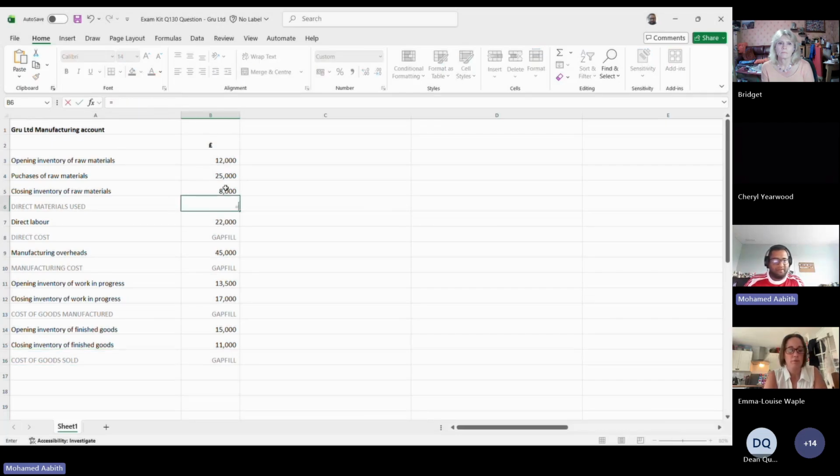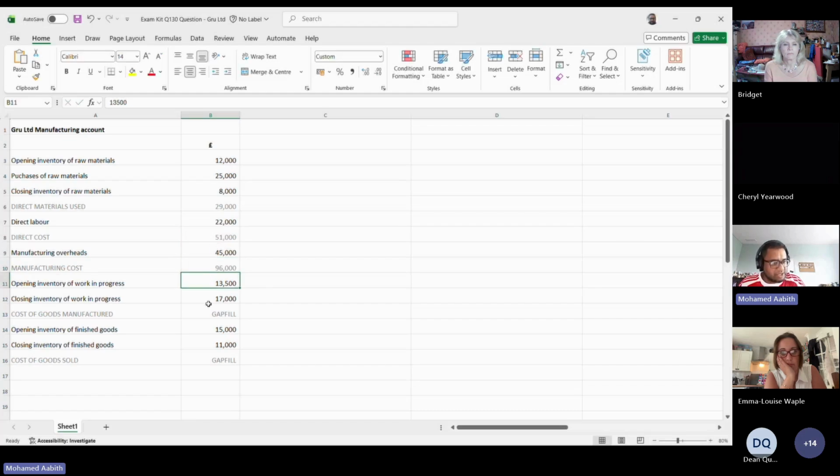So how to find out these numbers here? I'm going to go to the formula now. The formula is going to be this plus that minus the closing inventory. Closing inventory is always minus. It's 29,000 pounds. And then what is the direct cost? This is going to be this plus that number. Got that one now. It's 51,000 pounds, the direct cost. Add to that your manufacturing overheads. You're going to add this plus that number, which is 96,000 pounds.